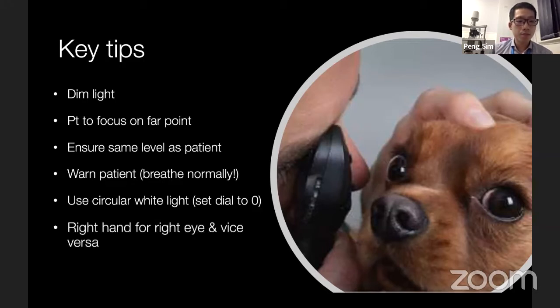So, basic things here. When you're checking someone's right eye, you use your right hand, and then do it the other way around when you're examining the left eye. Otherwise, if you use your right eye and right hand to examine someone's left eye, you might end up kissing them.